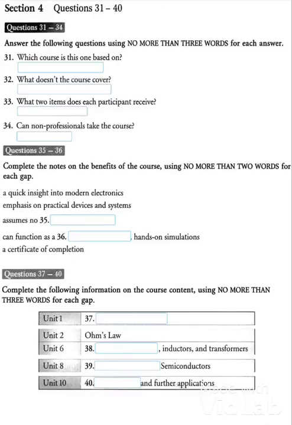Section 4. You will hear a presentation on an online course. First, you have some time to look at questions 31 to 40. Now listen carefully and answer questions 31 to 40.